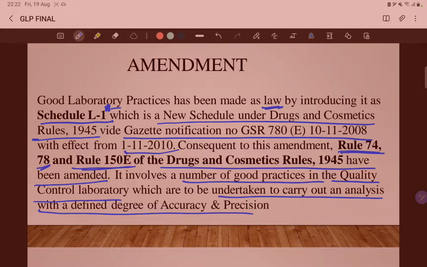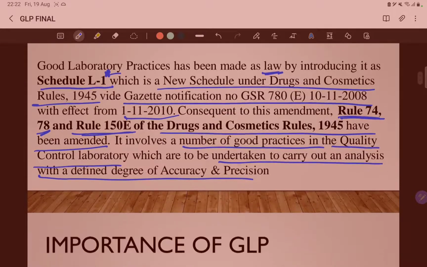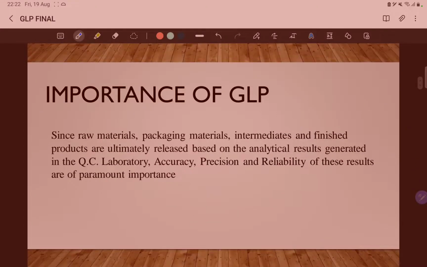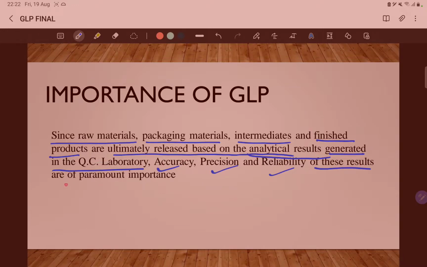So if you say what is the definition of GLP, it embodies a set of principles that provides a framework within which lab studies are planned, performed, monitored, archived and reported. The importance: since raw materials, packaging materials, intermediates and finished products are ultimately released based on analytical results generated in the QC lab, that is the quality control lab, the accuracy, precision and reliability of these results are of paramount importance. Okay? So this we have to understand.